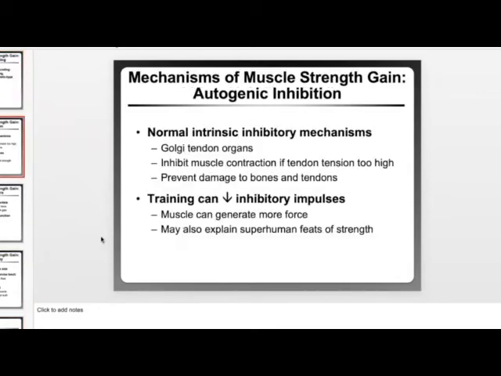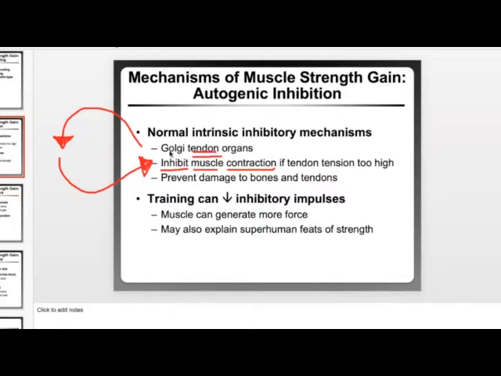All right, and we just went over this. The Golgi tendon organs are typically going to make it so that muscle contraction is inhibited. The Golgi tendon organ is going to send its afferent information to the spinal cord, then the spinal cord is going to send an inhibitory signal to the muscle to get the muscle to relax. And when the muscle relaxes, it relieves tension on the tendon.